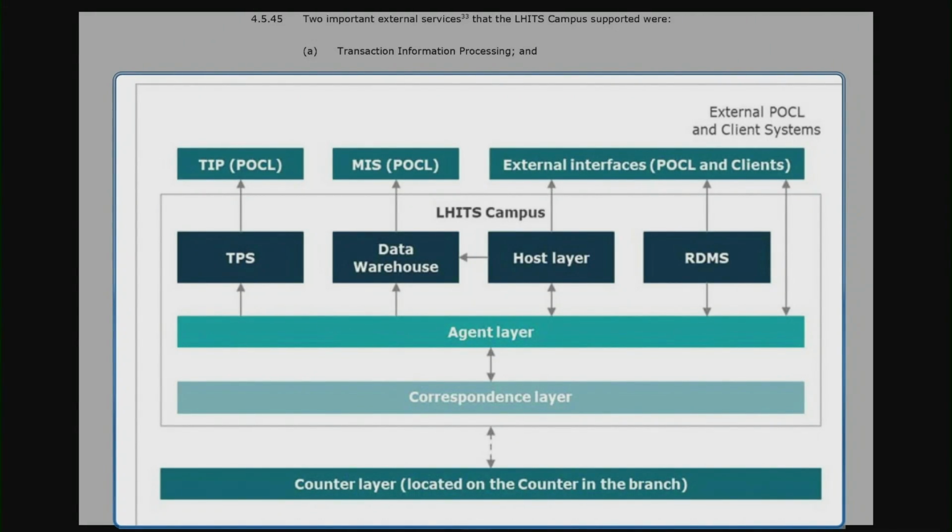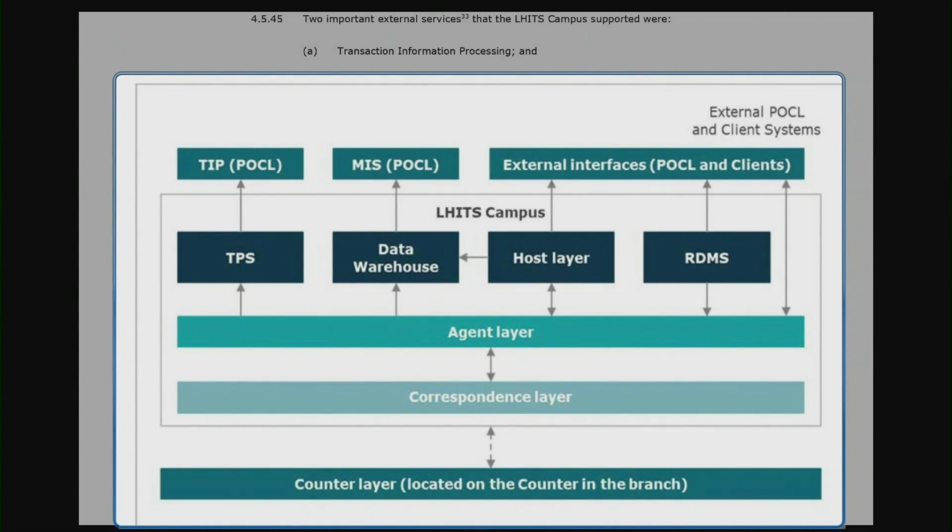Can you next deal with the data warehouse, please? Certainly. The data warehouse is a facility where information is collected for further analysis by POCL. There are a number of different analyses or reporting requirements that POCL had. This data warehouse is basically the data management layer that is responsible for providing information for reporting and analytics.